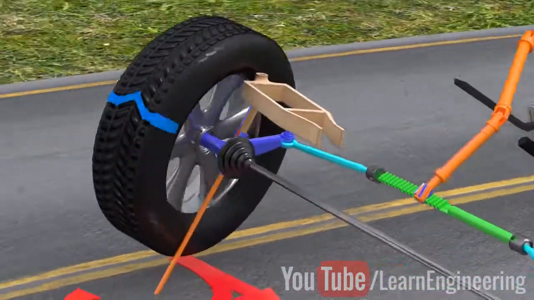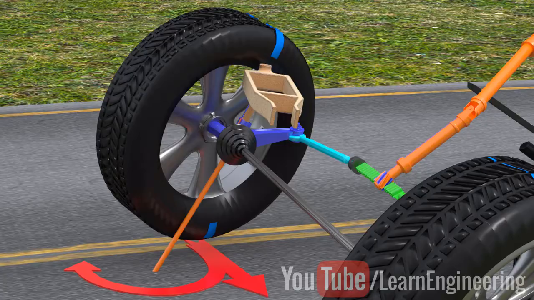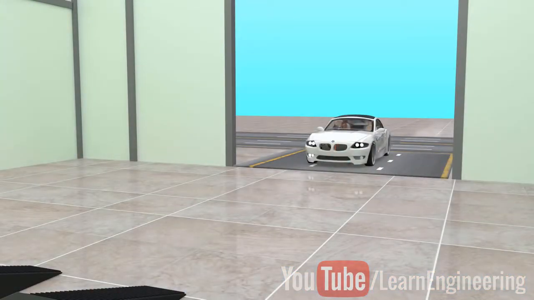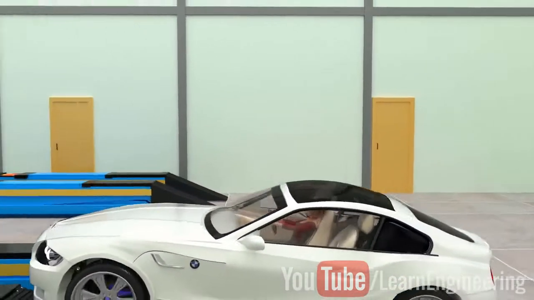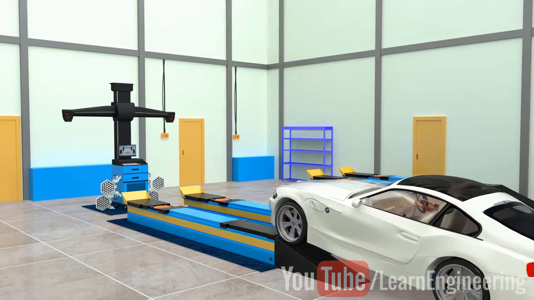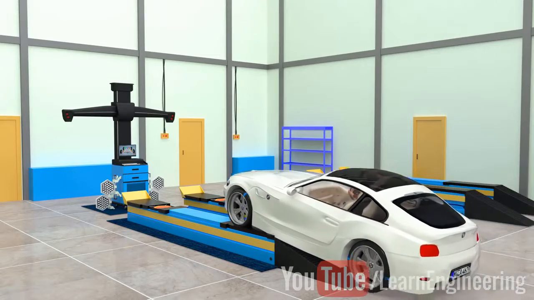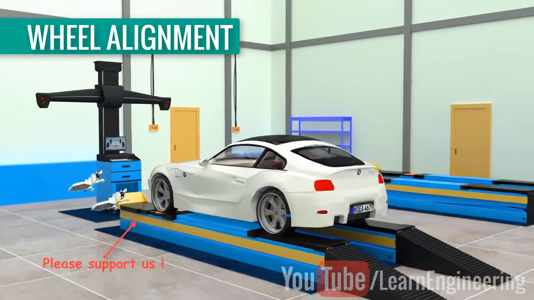It is clear from these discussions just how critical the caster angle is for a vehicle's straight-line stability. The caster angle is not adjustable on modern cars, but if during the wheel alignment operation any variation is found, due to wear and tear of the connected parts, the issue should be fixed.